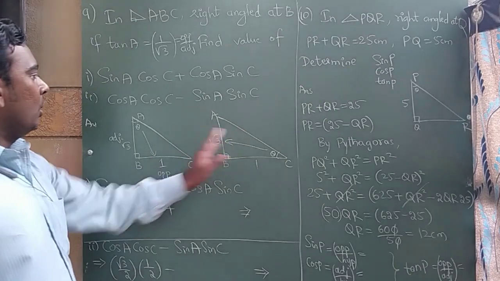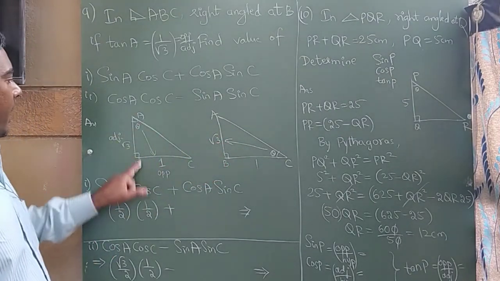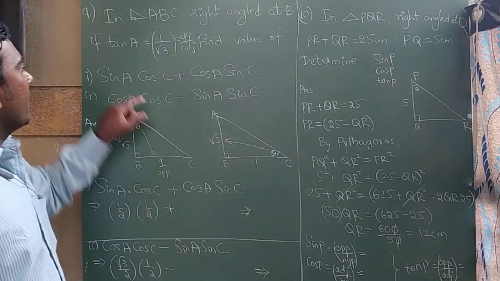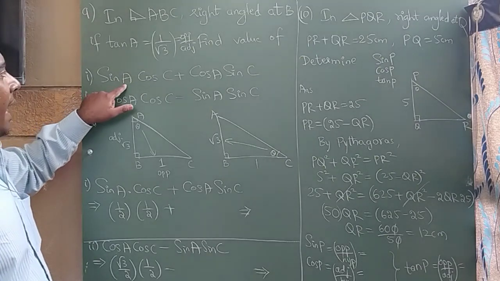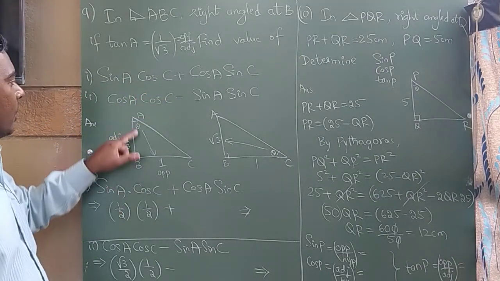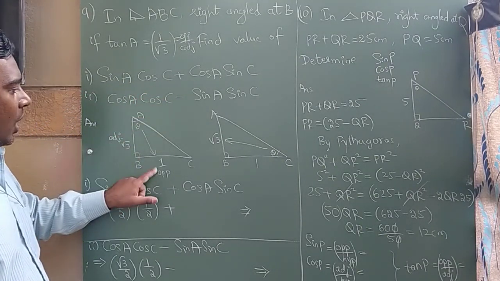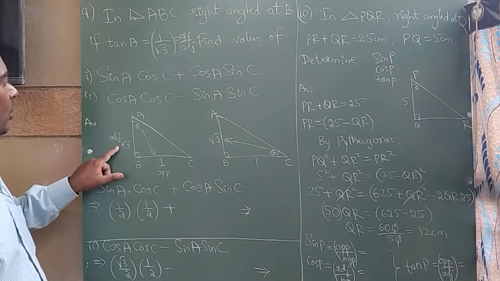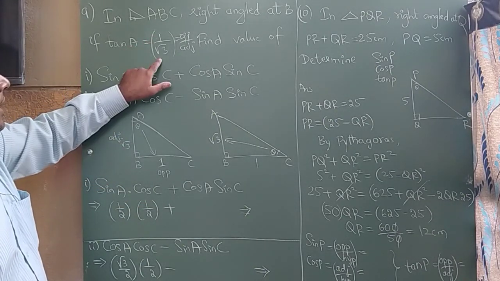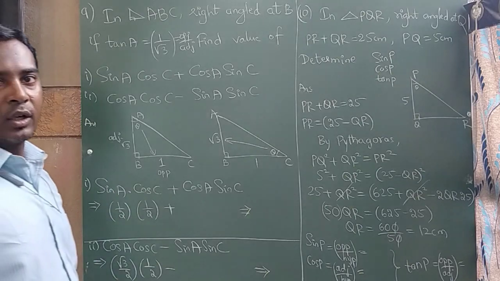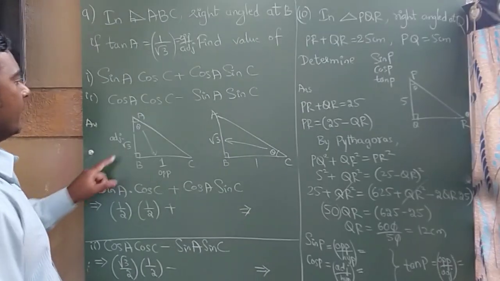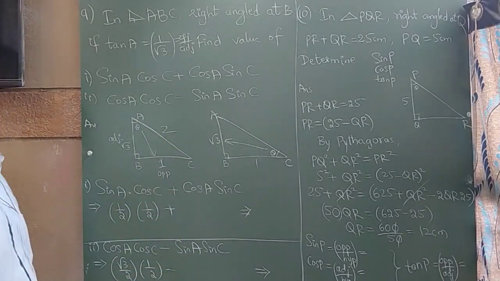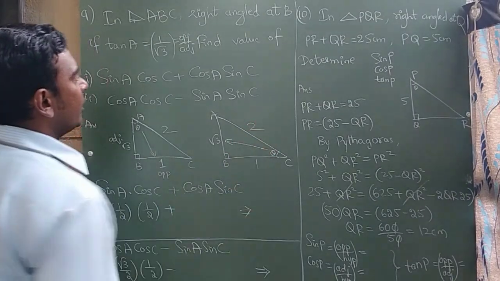So I have drawn two triangles here. ABC, ABC. You need to find angle A and angle C. For angle A, theta is opposite 1 and root 3 here. Opposite is 1 and adjacent is root 3. According to the Pythagorean triplets, if there is a 1 and root 3, then the hypotenuse will be 2. So here also I am going to write 2.